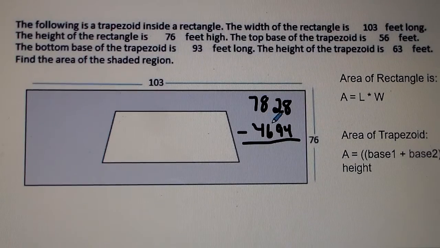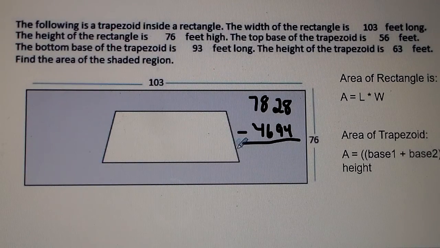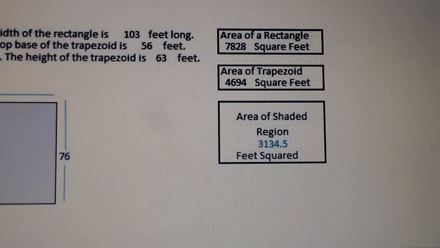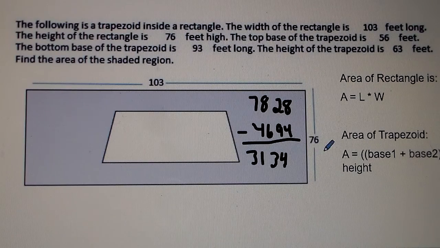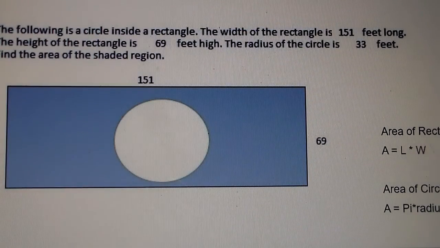7,828 minus 4,694. We subtract them out to get that shaded region, and we get 3,134.5. That doesn't seem right. I think things got a little bit rounded in the work. So 3,134.